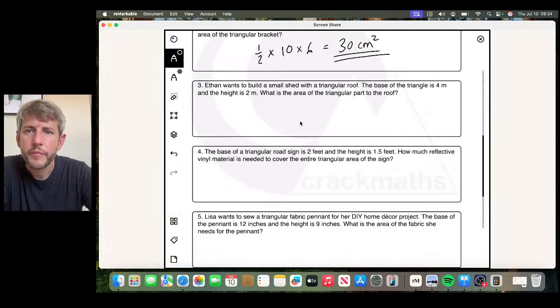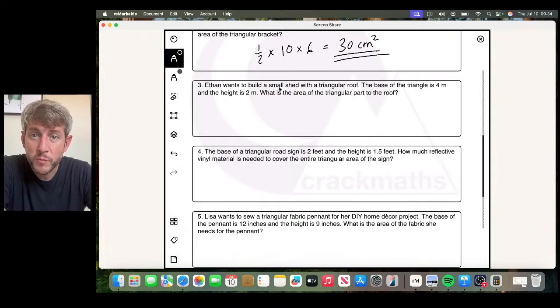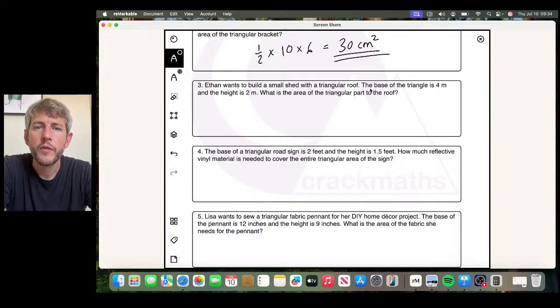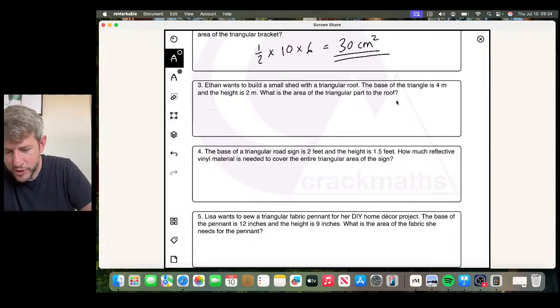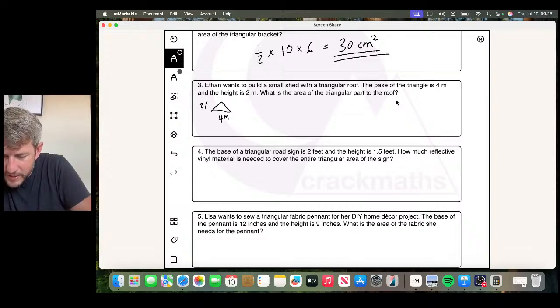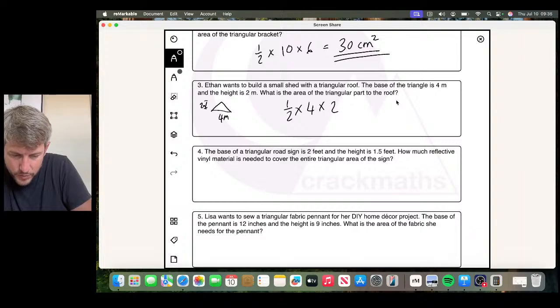Question 3. Ethan wants to build a small shed with a triangular roof. The base of the triangle is 4 meters and the height is 2 meters. What is the area of the triangular part of the roof? Okay, so you can picture it. You've got a shed here and there's these triangle sections at the end. So the base is 4 meters. The height is 2 meters. So the formula stands the same, a half times 4 times 2. Half of 4 is 2, 2 times 2 is 4. There we go, so 4 meters squared.